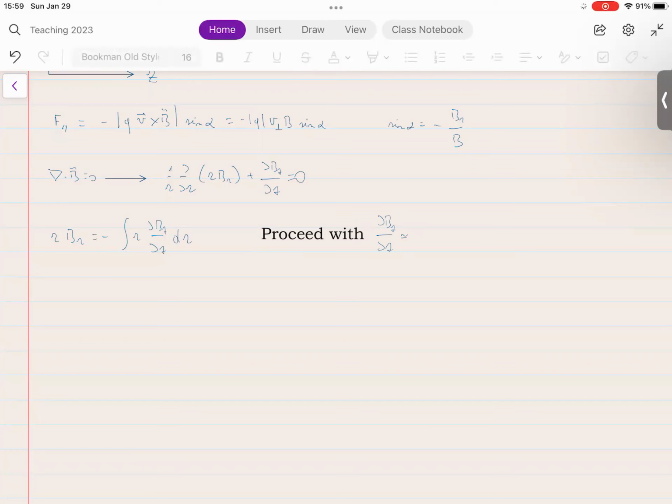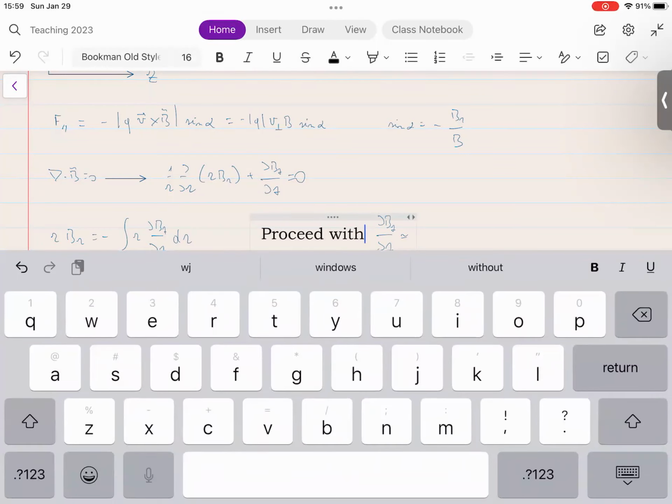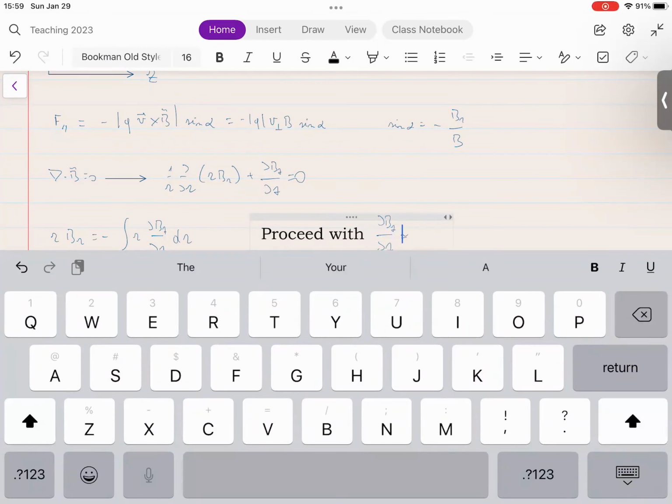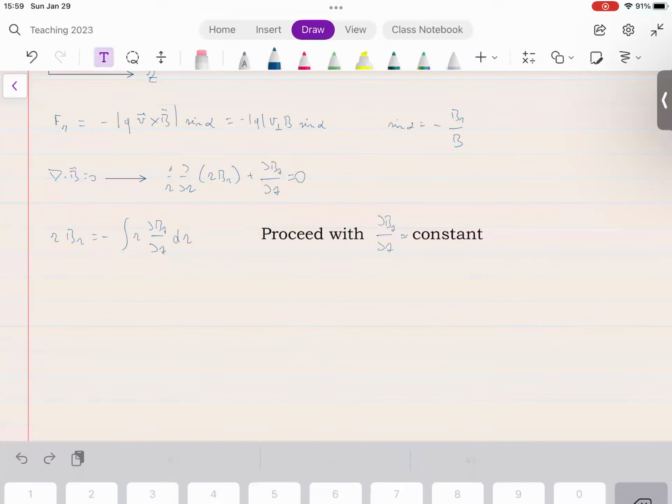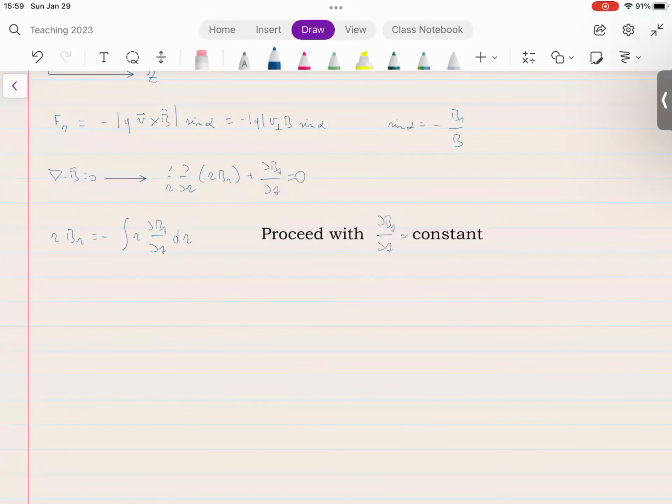I'm going to say approximately equal to. Okay, if that's the case, then this is a trivial integral because dBz/dz is a constant, comes out of the integral, I get R squared over 2.